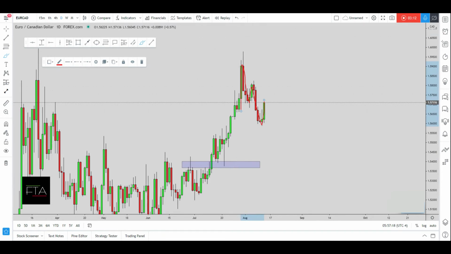And where is the next opportunity for Euro CAD? Now, it's important to say that in completing this M formation on the weekly, the market has also created an impulse and a correction here on the daily time frame, from which we expect a continuation to the downside for the creation of this impulse correction and impulse pattern to the downside and rejection of this previous support, which is now turned resistance on the daily time frame.